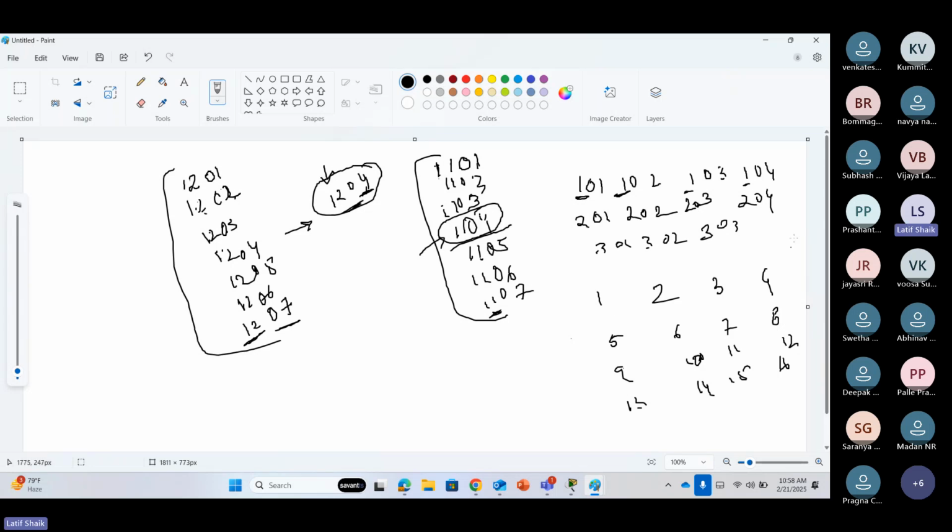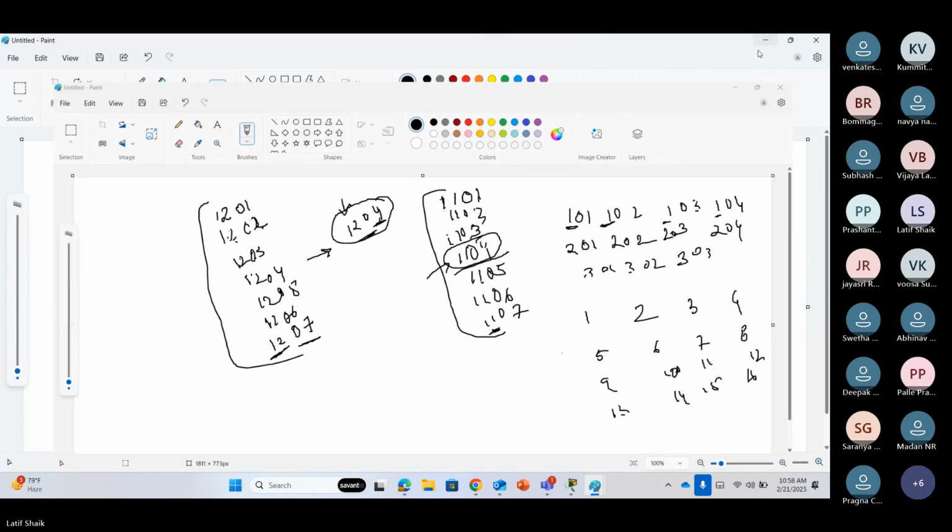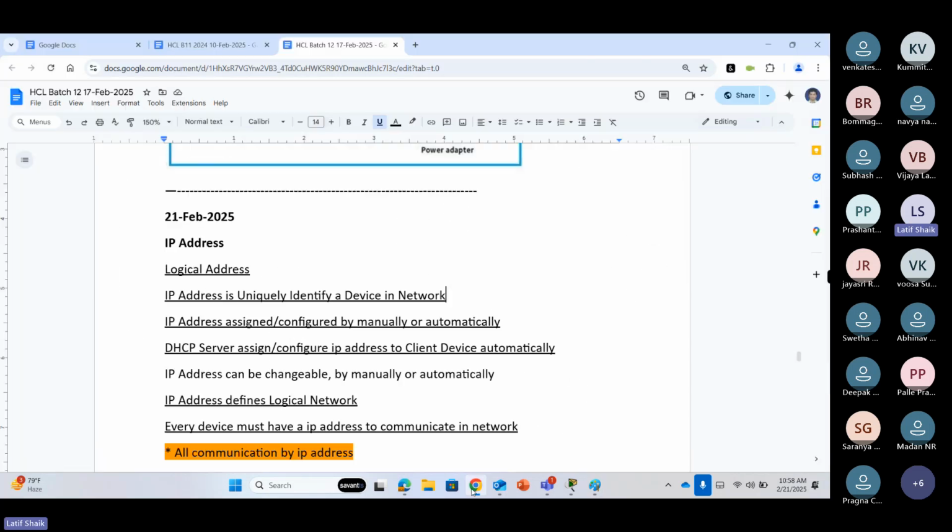We will see that one, so don't worry, just try to understand this part of it. An IP address uniquely identifies a device in a logical network. Of course, we know already that an IP address can be changed. We can manually change an IP address, or it can automatically change its IP address. We can assign an IP address manually, or a device can get an IP address automatically also.